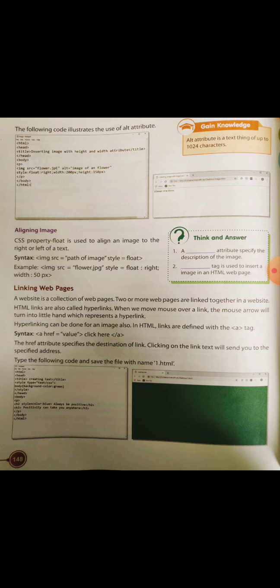Next slide, this is not visible in the screen. See in your book that the background color is green. The first heading, always be positive, is blue color text. And the another heading, that is positivity can take you anywhere, that is written. So this is the output of your code.